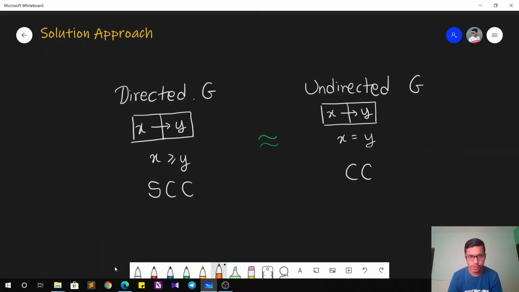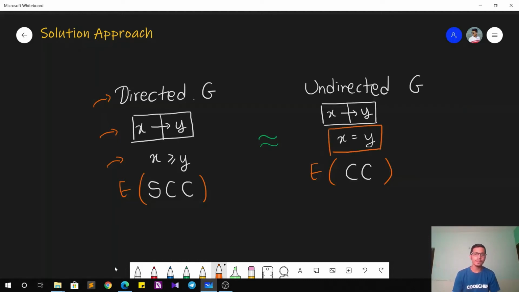To begin with our solution, first of all, we need to understand that the given problem, on a directed graph where the edges are between adjacent cells if x is greater than or equal to y, where we have to find the expected value of the number of strongly connected components, is equal to finding the expected value of connected components in an undirected graph such that the edges go from one cell to another if they are adjacent and have equal values. Why is this equivalent? Let's see.